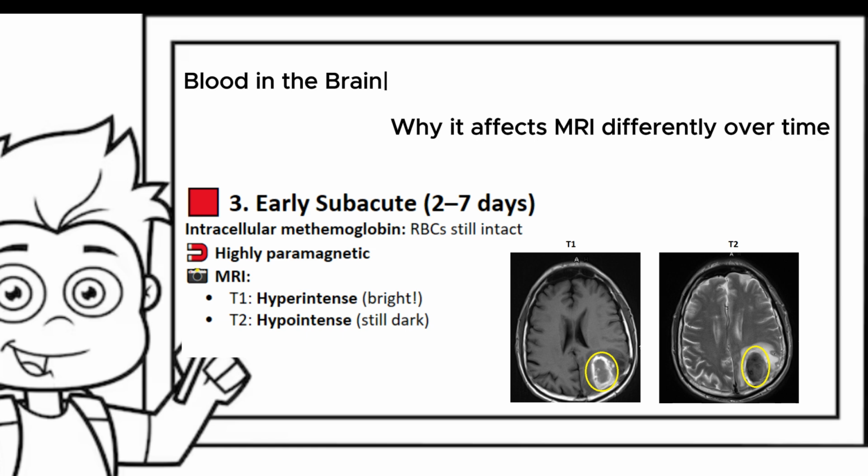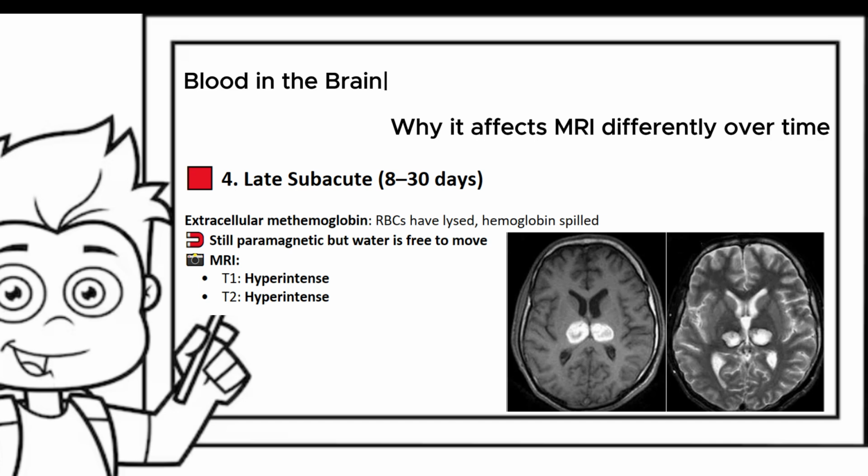Next, what happens after 7 days? That is between 8 to 30 days. Our red blood cells are no longer intact. They burst, they lyse, and they release their content outside. Now remember, when you release your content outside, things from inside begin to flow outside, and hence T2 becomes bright again and thus hyperintense. How about T1? Remember, something was inside the cells, methemoglobin, and we said that is highly paramagnetic. This content spilling outside will still remain bright because it is highly paramagnetic, and thus T1 remains hyperintense.